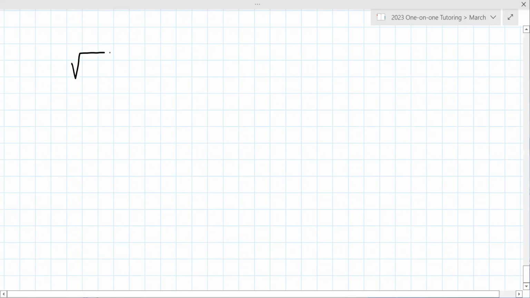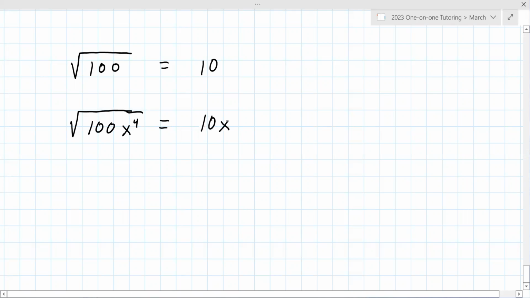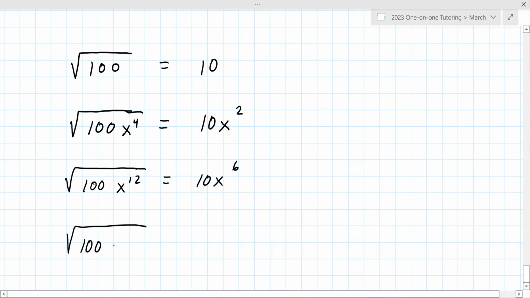Okay, I'm ready. All right. So let's go back to square roots. What is the square root of 100? 10. It is 10. Now I'm going to give you some problems and I want you to tell me the pattern. The square root of 100x to the fourth is 10x squared. The square root of 100x to the 12th is 10x to the sixth. The square root of 100x to the 50 is 10x to the 25.